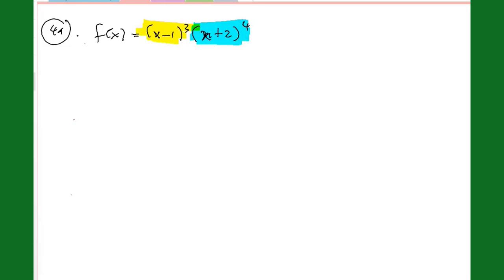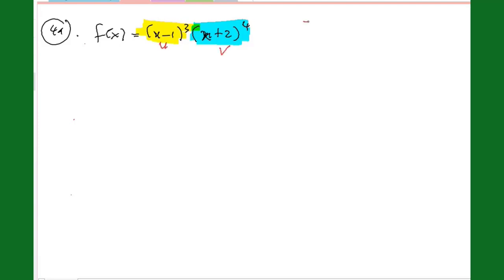Okay, f of x equals (x minus 1) cubed times (x plus 2) to the power 4. So now you think, oh, this is two different functions. This is the first function, this one the second function. We can separate them by using either multiplication or division only, not plus or minus. Okay, this one consider u, this one consider v.